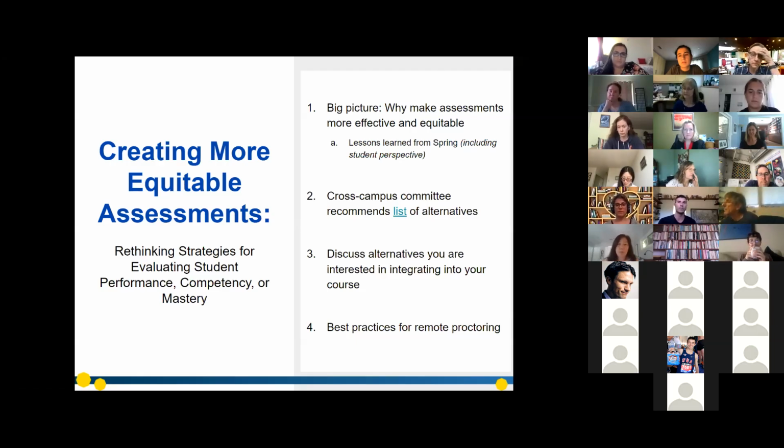When I say alternatives, I mean alternative to the traditional proctored exam. And we also know that some people may still want to use a remote proctoring tool or remote proctored exam as part of their assessment, so we will talk about the best practices for that as well. Next slide.